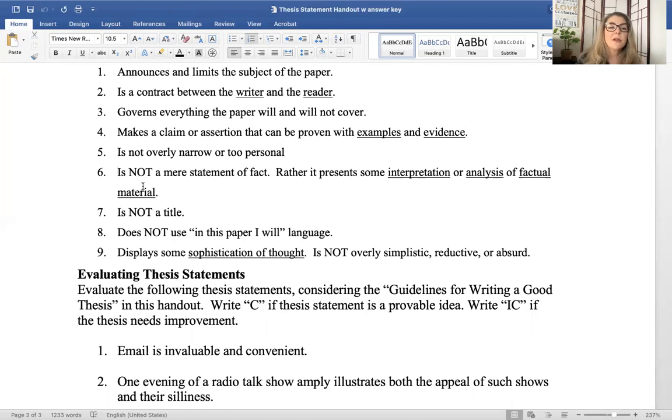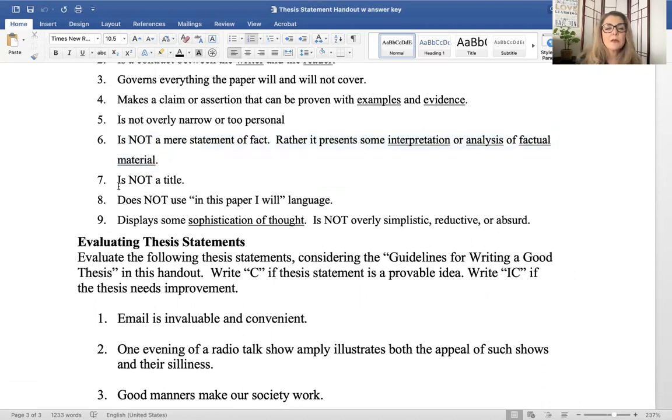Now, number 6 is very important. I'm going to highlight this for a minute. A good thesis statement is not a mere statement of fact. So you want to go beyond what I call so-what statements of fact that have your reader thinking to themselves, well, yeah, I know this already. Why is this important? Why is this interesting? So remember, get away from those factual thesis statements. And we'll look at some examples of those in a minute.